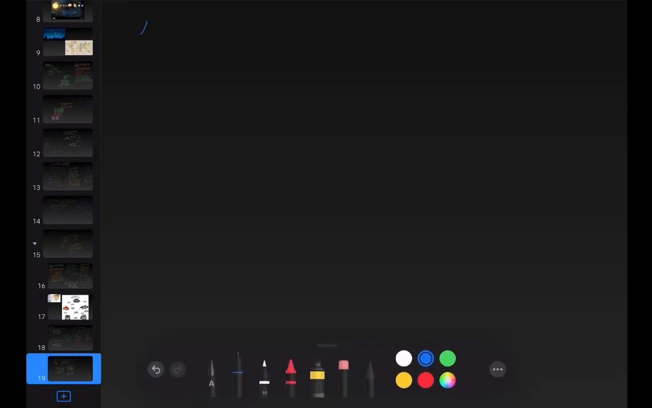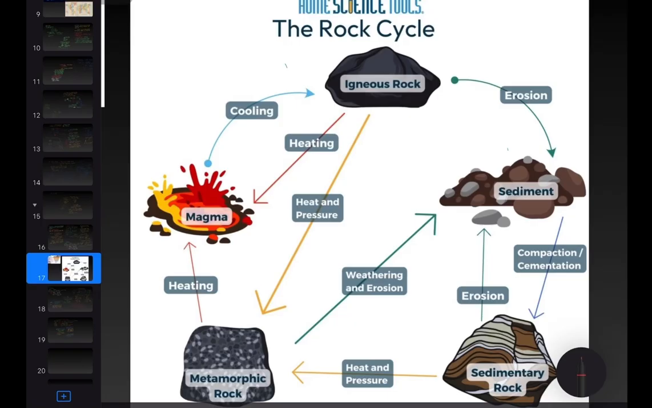Let's understand the rock cycle. This we can understand through a diagram. Due to the cooling of magma, igneous rocks are formed. Due to erosion, these igneous rocks break into sediments. Due to various processes like compaction or sedimentation, these sediments form sedimentary rocks. Then, due to the change of heat and pressure conditions, these sedimentary rocks form metamorphic rocks. And due to the erosion of sedimentary rock, it can also form sediments again.